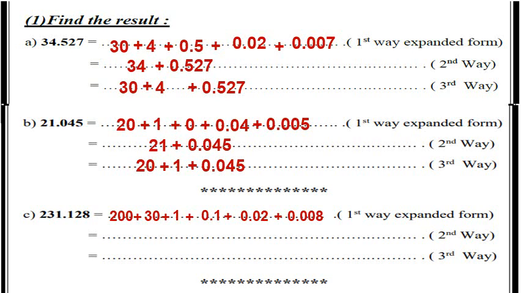The second way, as we said before, it's easier to break it into the whole part plus the decimal part. Here the whole part is 231, then plus the decimal part 0.128. The third way, it's easier to break the whole part. 231 will be 200 plus 30 plus 1. Then put the decimal part as it is, 0.128.